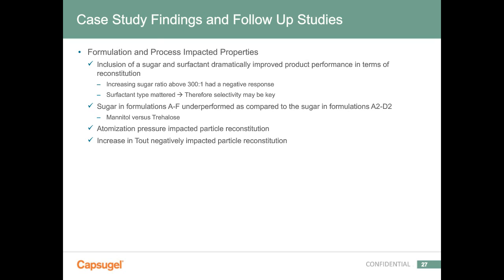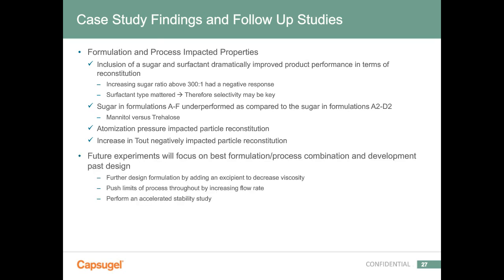Now, we did change the sugar inclusion as well, either mannitol or trehalose. We found that trehalose did a better job in the formation of the particles themselves, and reconstitution. And atomization pressure impacted particle reconstitution. In this case, a lower atomization or lower shear stress helped our particle reconstitution. We're going to continue to move this study forward and look at some further studies around adding an excipient to help decrease viscosity, something like arginine, an arginine salt. Try to push limits of process throughput and then increase flow rate.